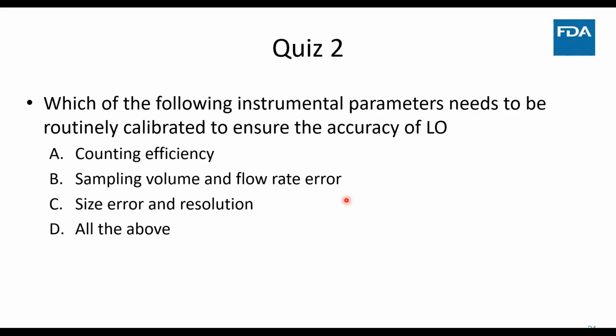the next question. Which of the following instrumental parameters needs to be routinely calibrated to ensure the accuracy of light obscuration? Let me clarify this question here. I think per the ISO standard, routinely might be about once a year. So which of these parameters do you think it's worth calibrating or checking to make sure your instrument is performing as you would expect it to? I'll wait for a couple more answers and then we will see.